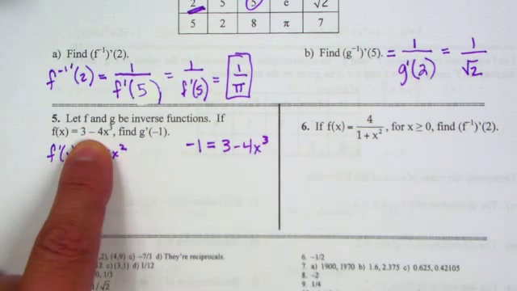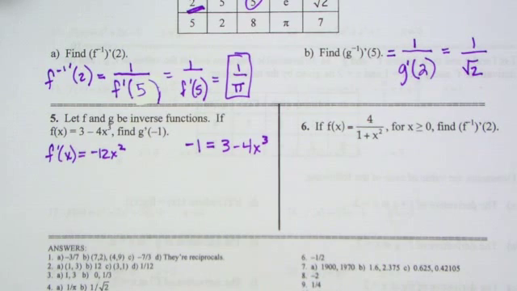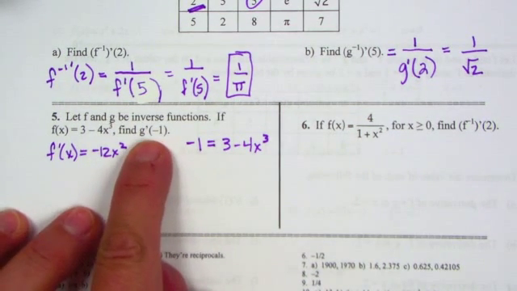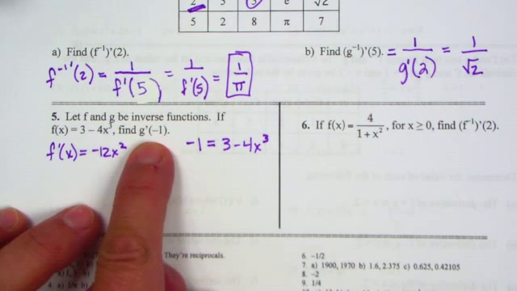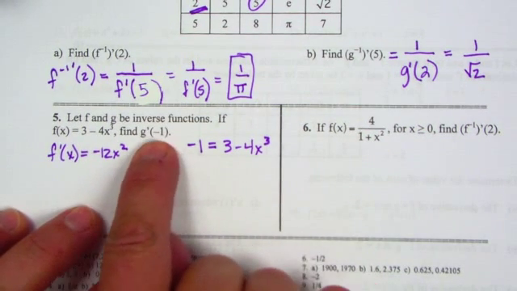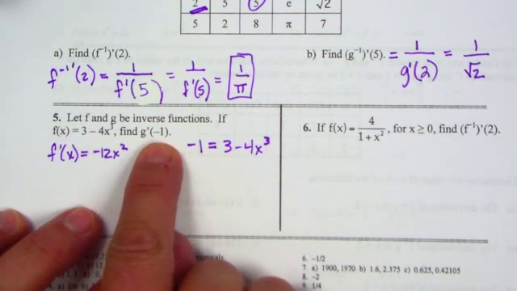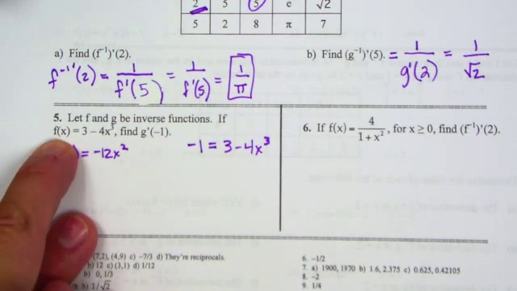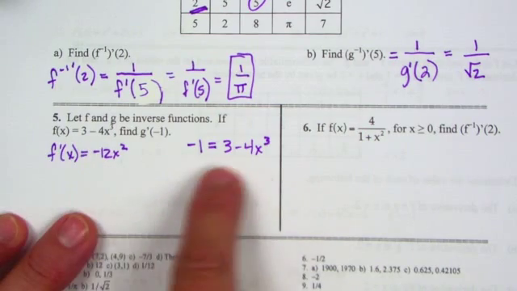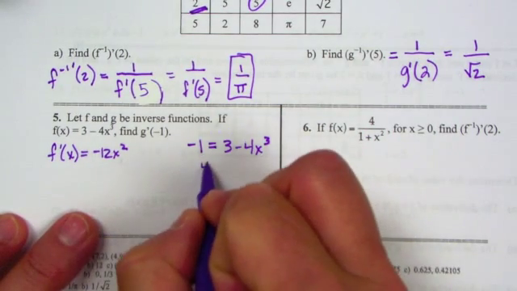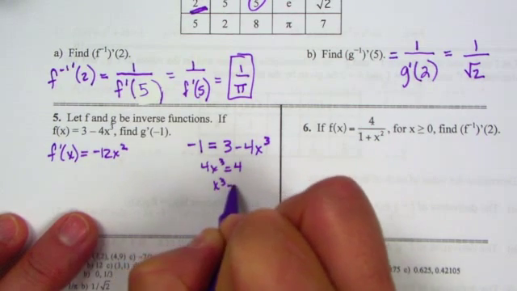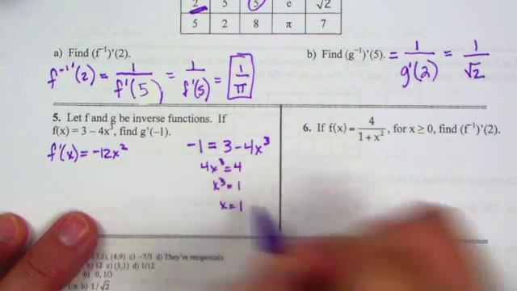I'm sorry, y is negative 1? Okay, here's why. G is the inverse, right, Nick? So this negative 1 is the X in the inverse, which means it's the Y in the original. So I have to set negative 1 equal to that. So I'm going to get 4x cubed is equal to 4, which means x cubed equals 1, which means x equals 1.